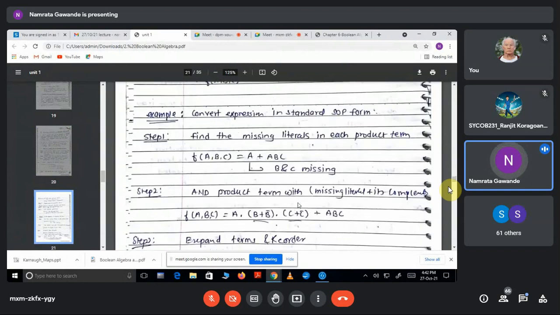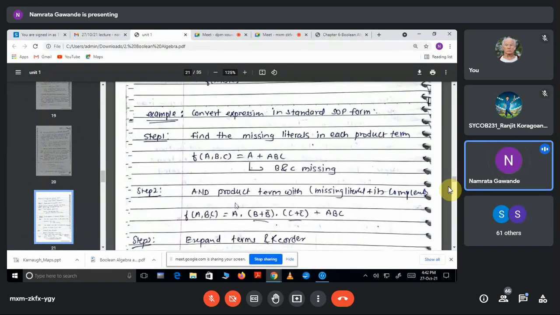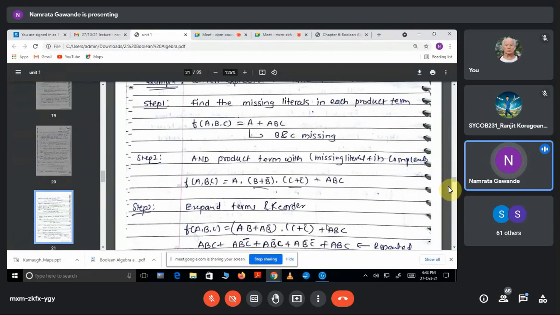Now what can you do? Here you have to consider both the missing literals. So you take B plus B bar, C plus C bar, and take the AND of those along with A. So A dot (B plus B bar) dot (C plus C bar). And this other term is written as it is. After that, how will you expand this? You expand first with one bracket. So it is written AB plus AB bar. And then C plus C bar is written as it is.